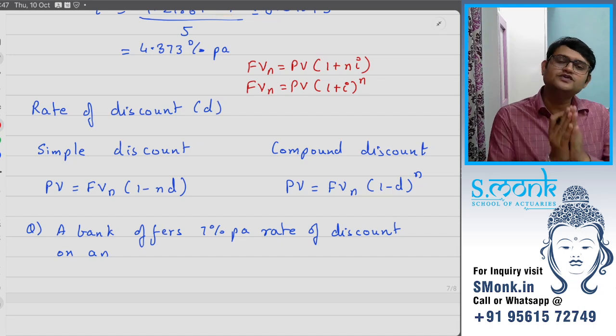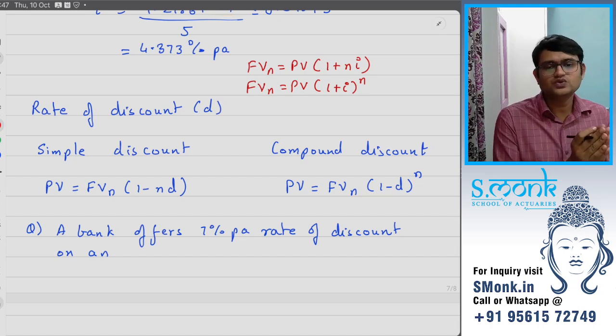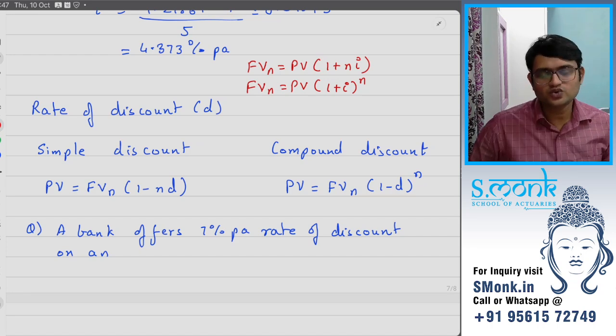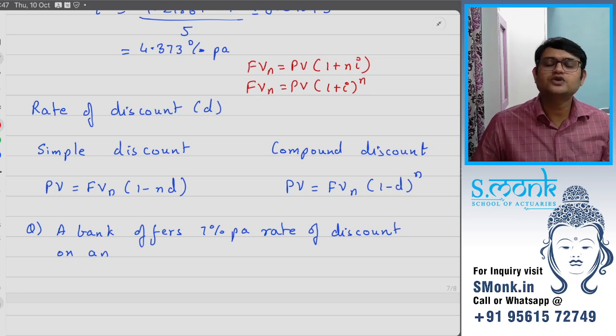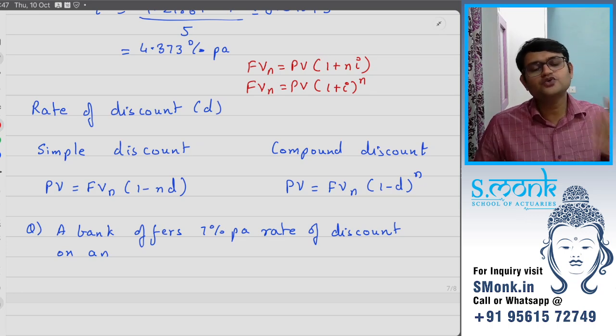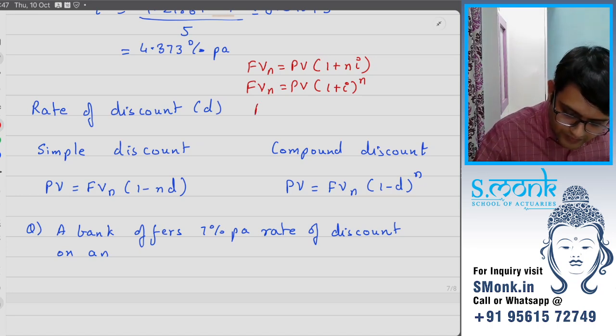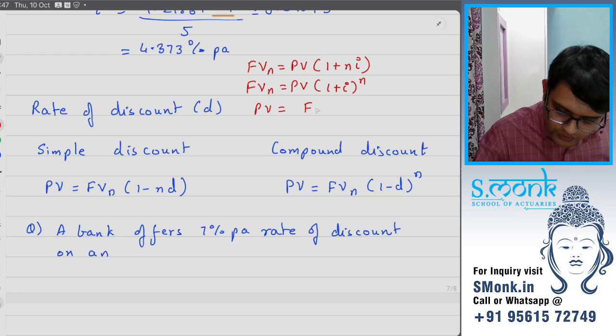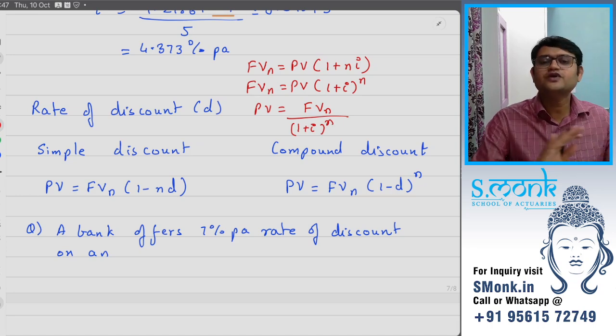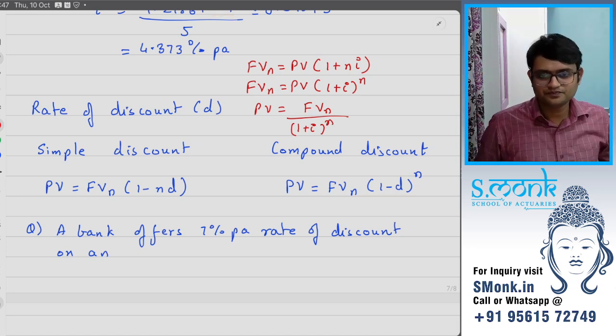So what we are saying is we are calculating the future value when present value is known to us. For that we are calculating the rate of interest. Now if I ask you how to calculate the present value if future value is known to you, you can easily say that present value will be equal to future value upon 1 plus I raised to n. Of course, this will be perfectly fine, no problem.